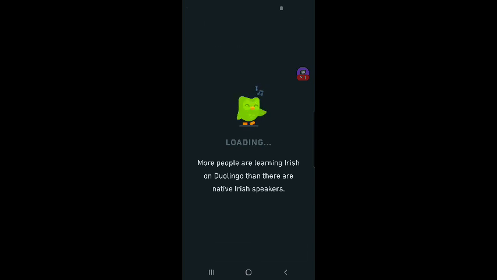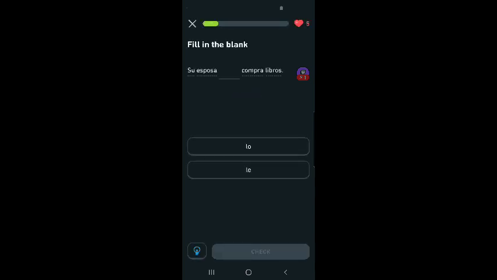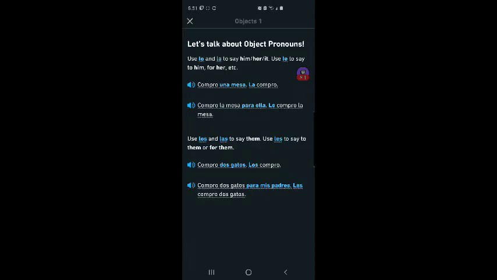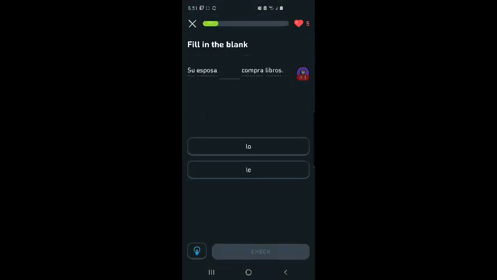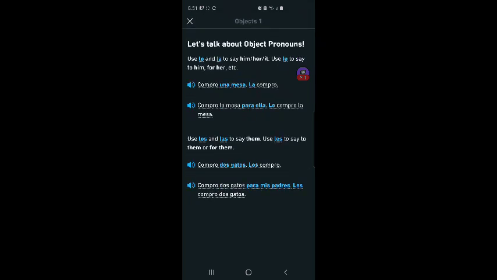More people are learning Irish on Duolingo than there are native speakers. Su esposa blank compra libros. Let's look at the rules. Use lo and la to say him, her, it. Use le to say to him, for her, etc. Lo for him, her, it. Su esposa lo compro libros. Okay, what's le? To him, for her, etc.